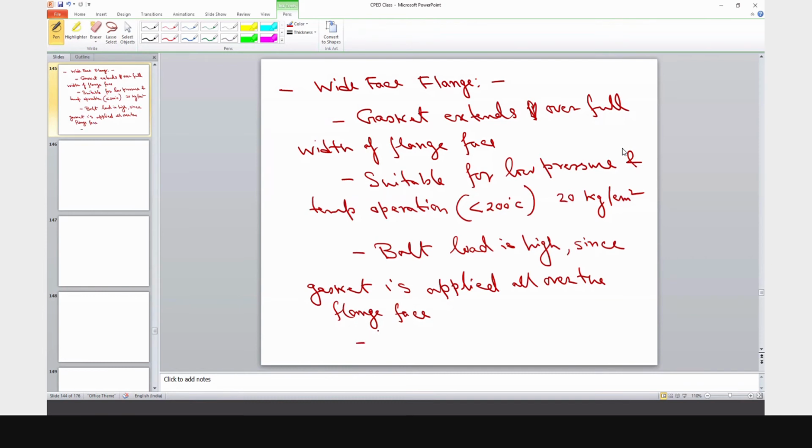Another characteristic is that a large number of bolts are needed, and the manufacturing is costly. Okay.